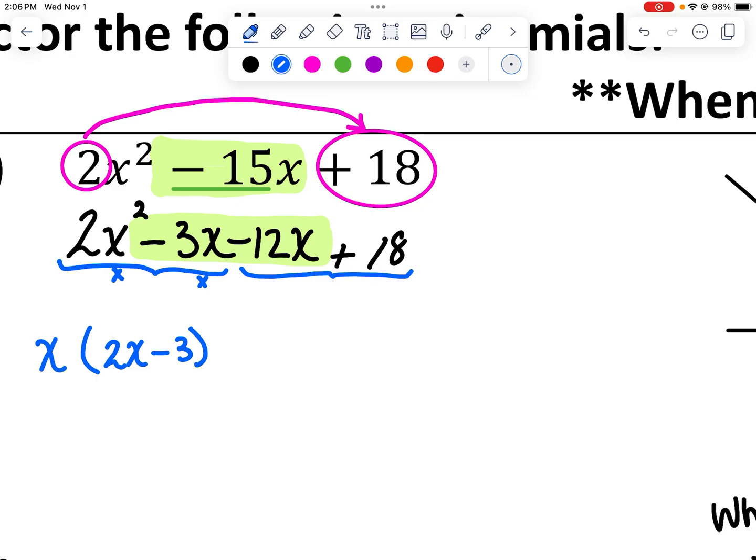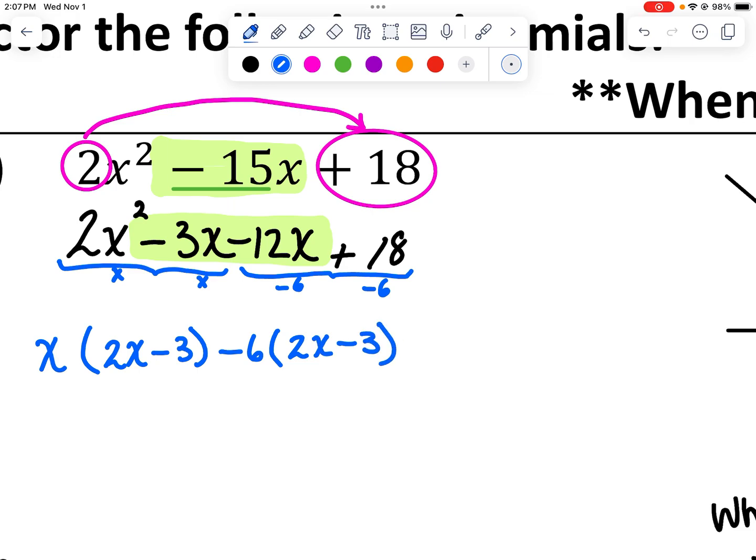And then if I look at the next pair, I have a negative 12x and a positive 18. They both have a negative 6. And if you're thinking, Mrs. Leonard, why did you take a negative 6 instead of just a 6? You always want to take the sign of the leader. You always want to take the sign in front of the first term. Well, the first term is negative 12, so I'm going to take the negative. So if I divide those both by negative 6, then that is going to leave me with 2x minus 3.